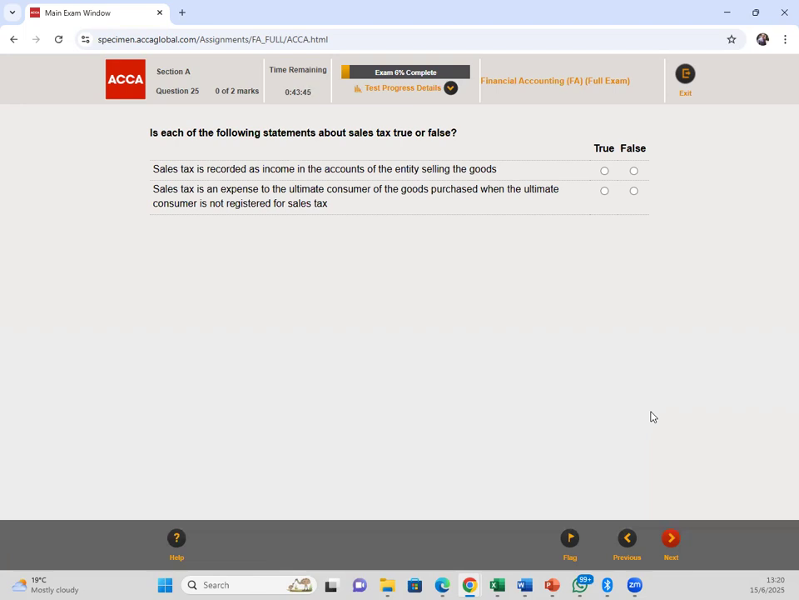Sales tax is recorded as an income in the accounts of the entity selling the goods. Do we record sales tax as an income? That's false. Yes, you don't include sales tax in the income of the business. So Michelle is saying the first one is false and the other one is true. What is the second one saying? Sales tax is an expense to the ultimate consumer of the goods produced when that ultimate consumer is not a registered sales taxpayer. That's correct.